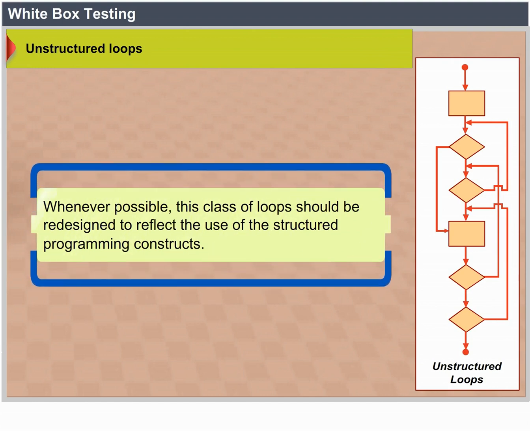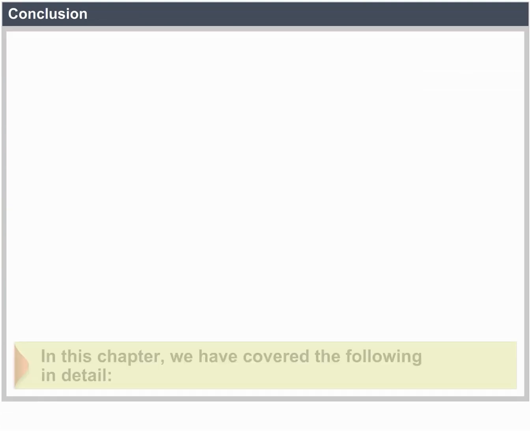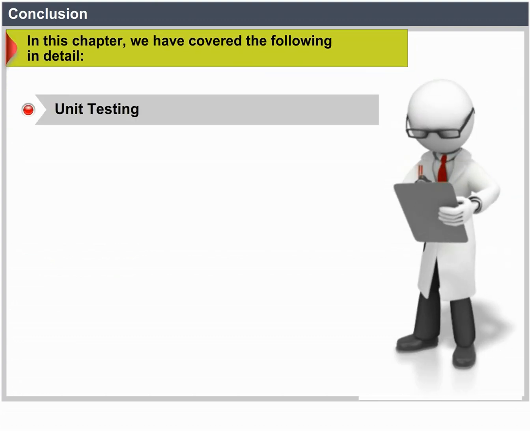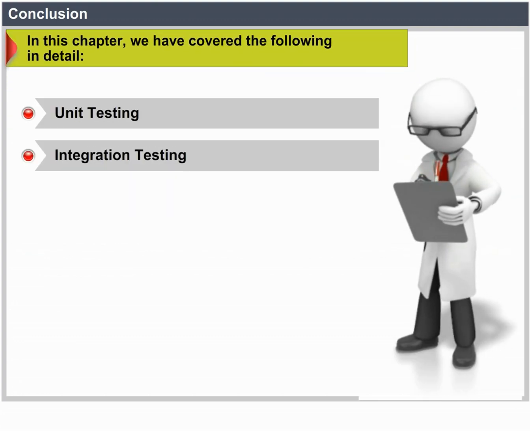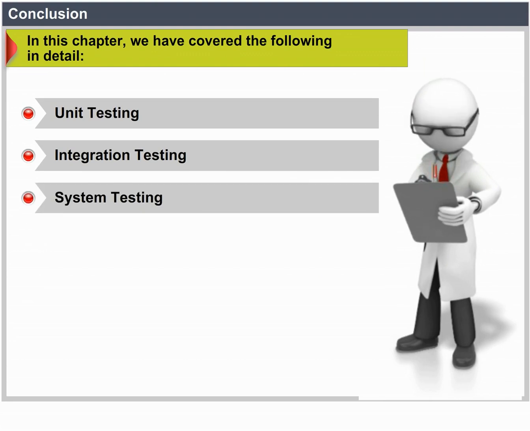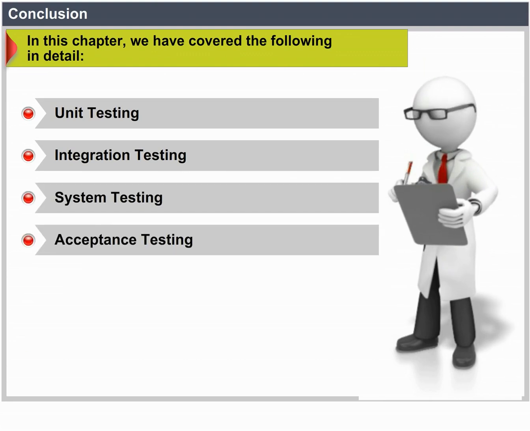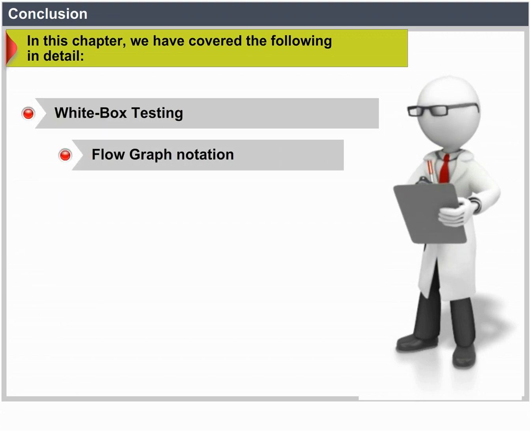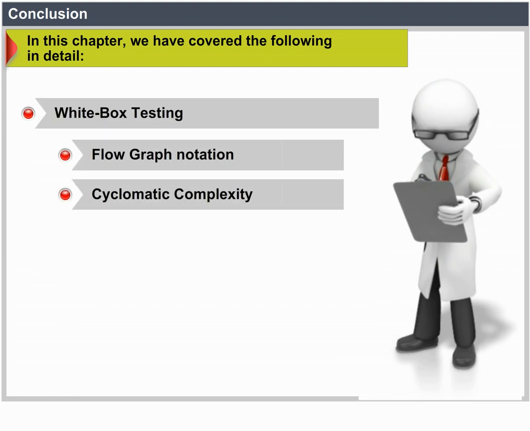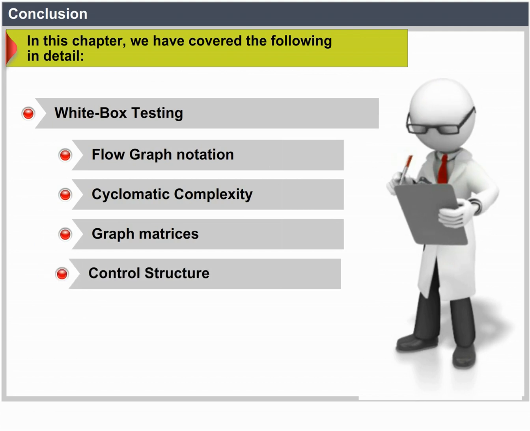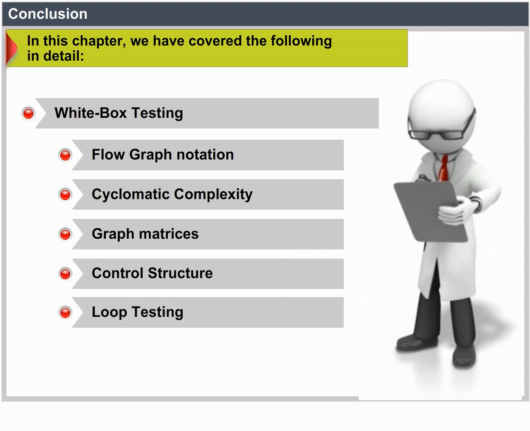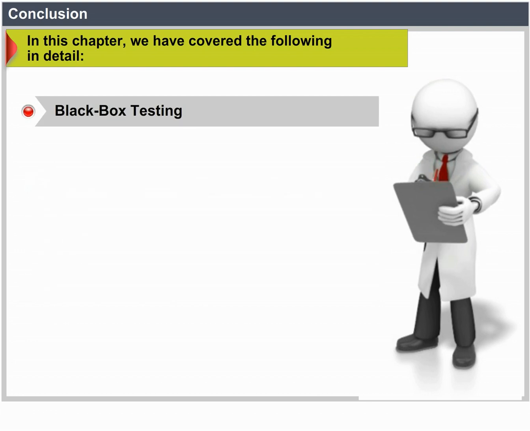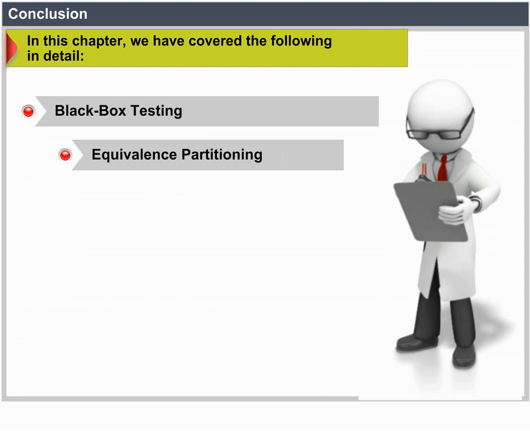Conclusion. In this chapter, we have covered the following in detail: unit testing, integration testing, system testing, acceptance testing, white box testing, flow graph notation, cyclomatic complexity, graph matrices, control structure testing, loop testing, black box testing, equivalence partitioning, boundary value analysis, and orthogonal array testing.